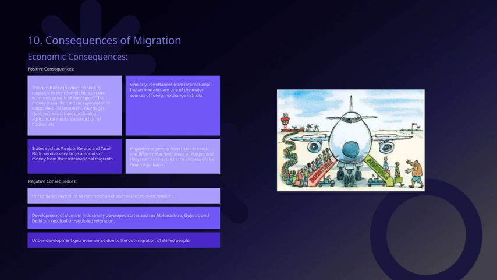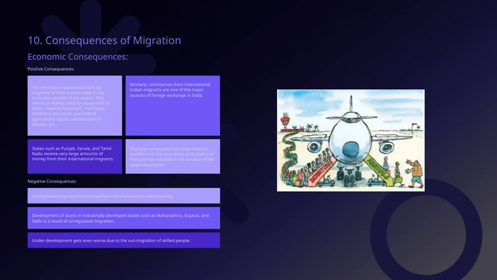This unplanned movement of people into metropolitan cities leads to overcrowding, putting immense pressure on infrastructure, resources, and services. It's important to understand that migration isn't just about movement. It has significant impacts on both the origin and destination areas.